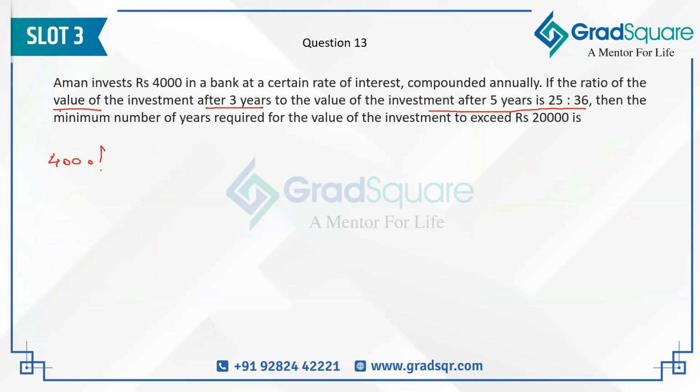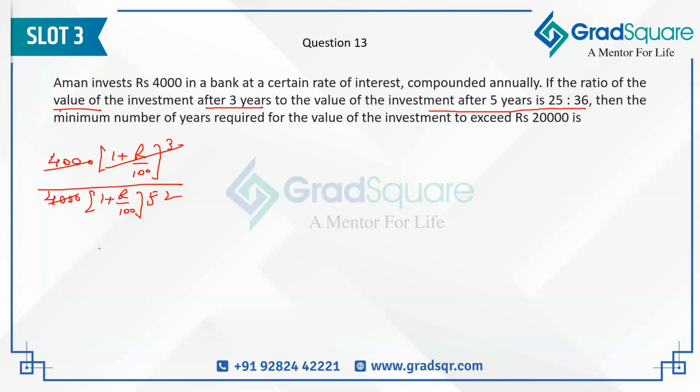After 3 years, the value is going to be 1 plus r by 100 to the power of 3, compounding annually, right? Now in the denominator, what will we get? 4,000 into 1 plus r by 100 to the power of 5. This is what is going to be. So 4,000 will get cancelled out, and 1 plus r by 100 to the power of 3 will get cancelled out, and you will get a 2 over here.